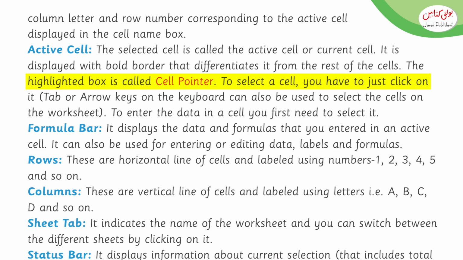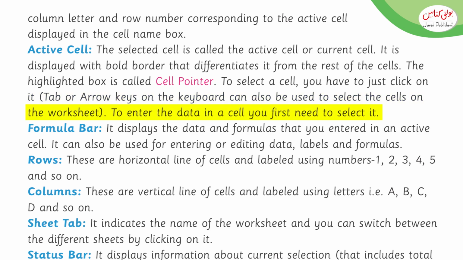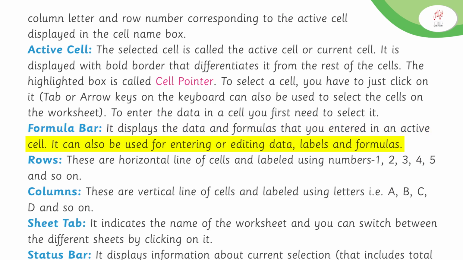To select a cell, you have to just click on it. Tab or arrow keys on the keyboard can also be used to select the cells on the worksheet. To enter the data in a cell, you first need to select it. Next component is formula bar. It displays the data and formulas that you entered in an active cell. It can also be used for entering or editing data, labels, and formulas.